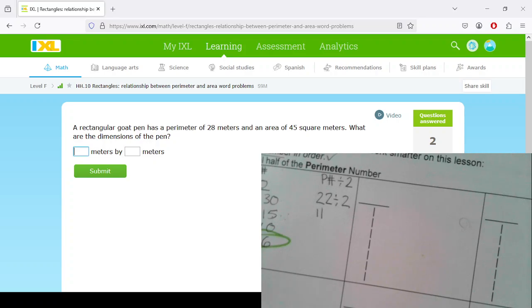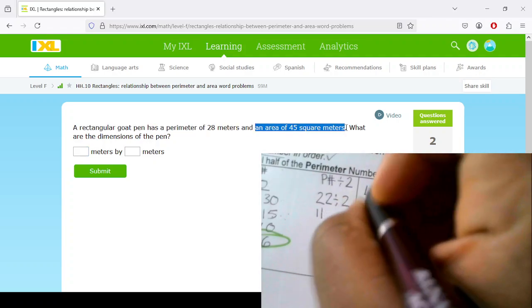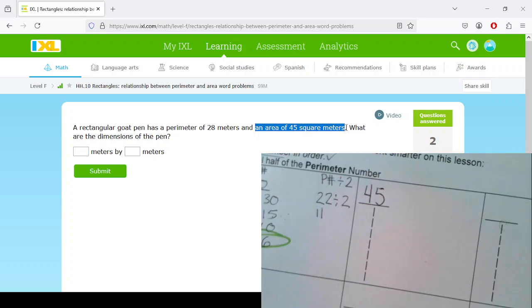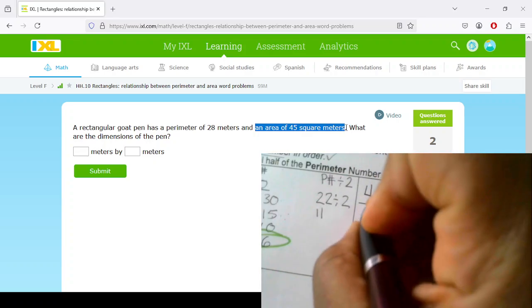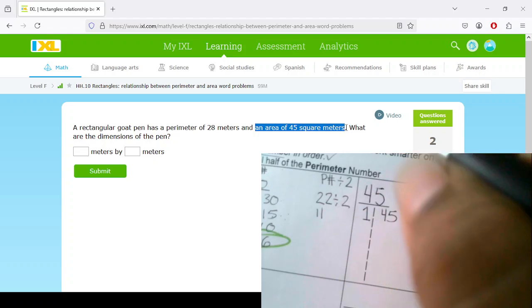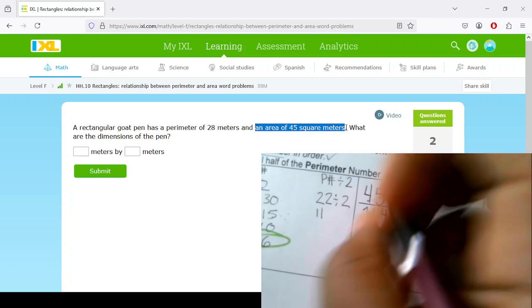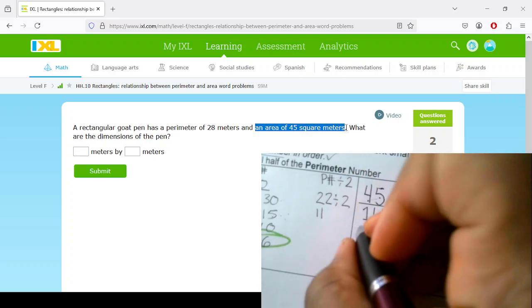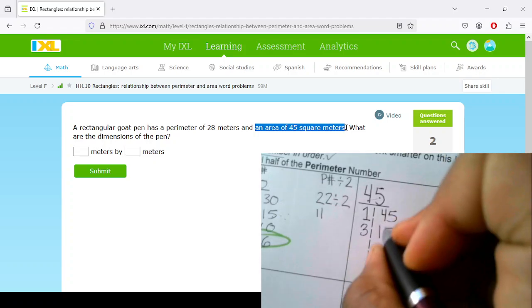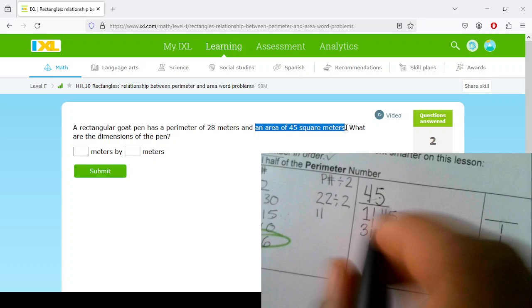What are the dimensions of the pen? So my area number, it has an area of 45 square meters. Going to factor that number, 1 and 45. 45 is not an even number, so 2 is not on the list. 4 plus 5 is 9. 9 is a multiple of 3, and so 3 is on the list. That is 3 and 15. I don't need to check any even number at all because 2 is not on the list.